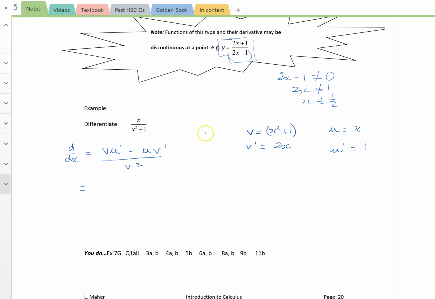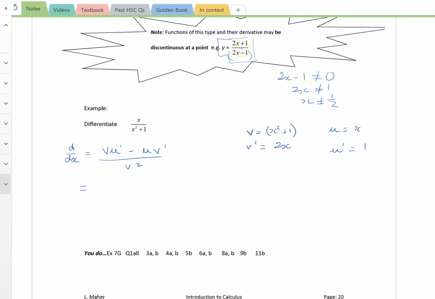In this example, you can see that I've set up to the right hand side again, just like we did in the product rule, what each of the functions actually are. And again, I'm starting with v because my rule starts with v. v is always the denominator.